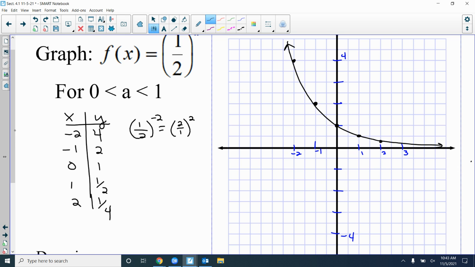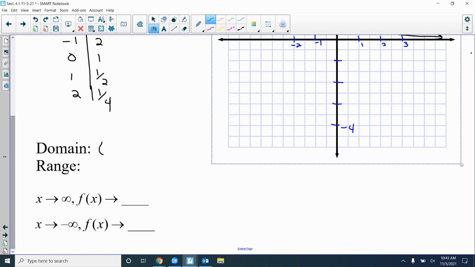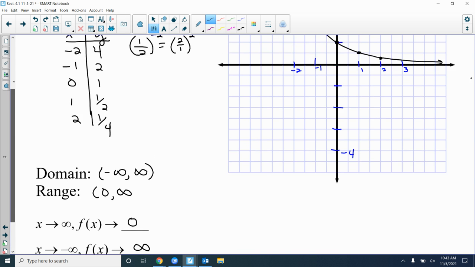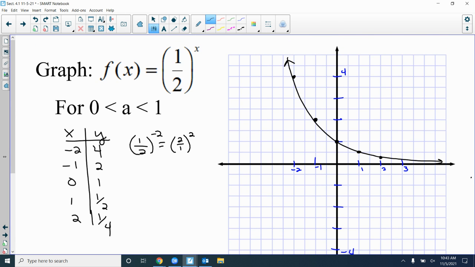Domain and range. Domain, all real numbers. I can plug everything in. Negative infinity to infinity. Range, 0 to infinity. All right, what about your end behaviors? As x goes to infinity, f of x is going to 0. And as x goes to negative infinity, f of x is going to positive infinity. So we got our end behavior, our domain and range. This is your basis for exponential function.